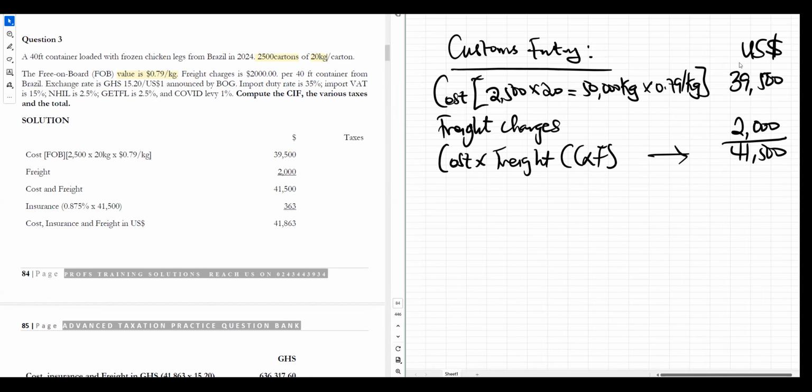It will be by sea. Yes, frozen chicken legs, 40-foot container. It means it came by sea. So here, you apply the insurance rate.